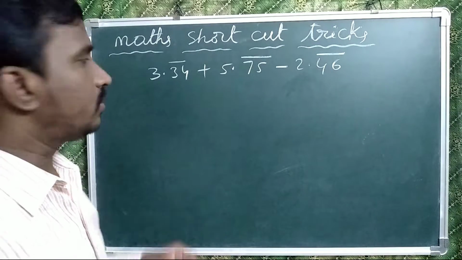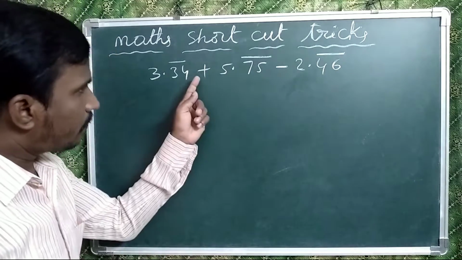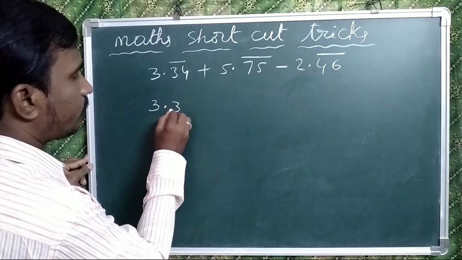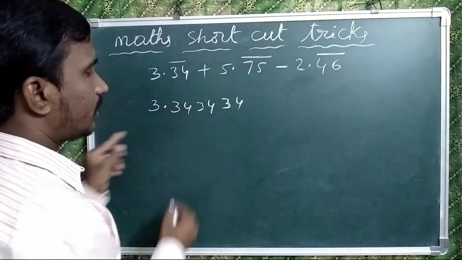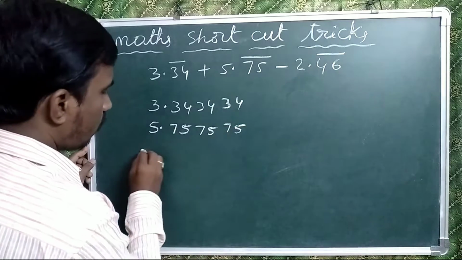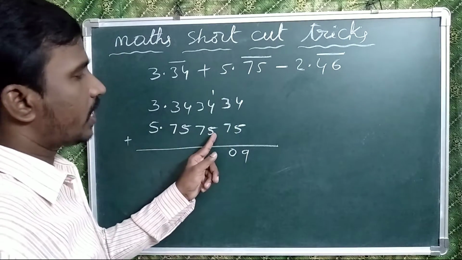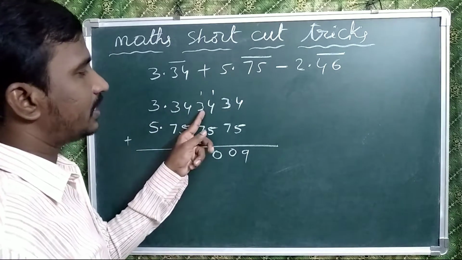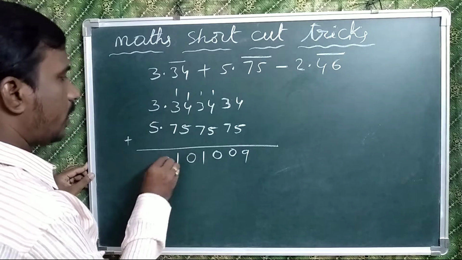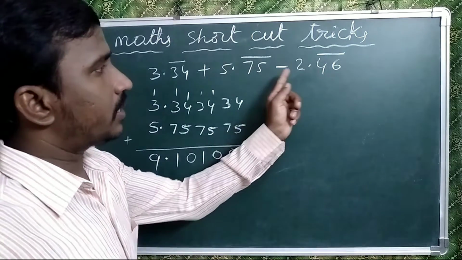Here we are given 3.34 bar, 5.75 bar and 2.46 bar. But here plus and minus are both there. So first of all add the first two numbers. 3.34 means 3.3434, written three times, 3434, 3434. And 5.75 means 5.75, 75, 75. Now add these two numbers. 4 plus 5 is 9, 10, 0 and carry 1; 7 plus 3 is 10, 11. So we get 9.101009. But minus 2.46 bar is given.